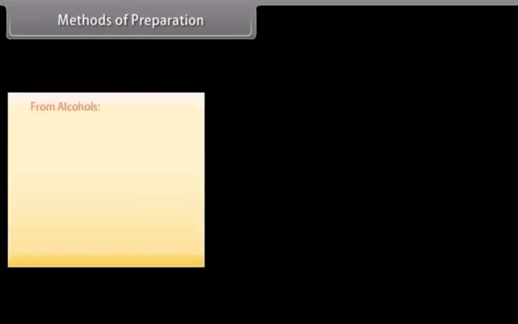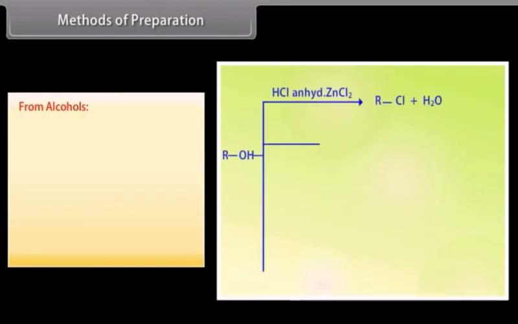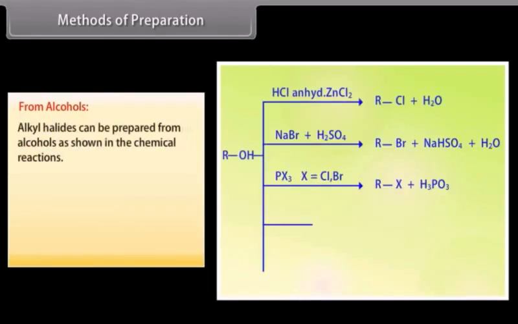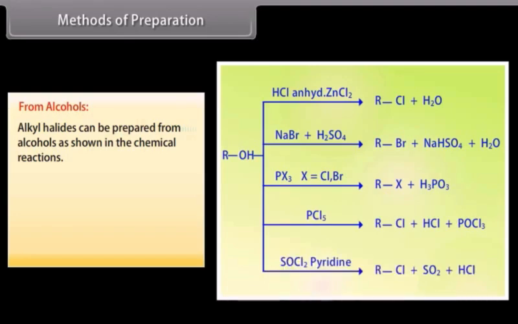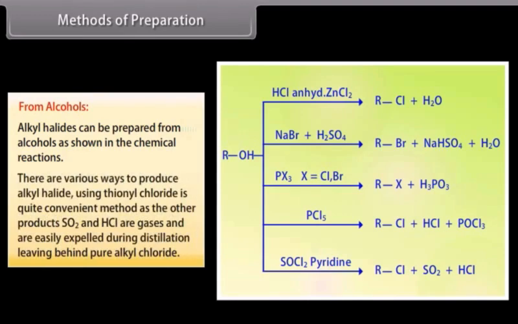Methods of preparation. From alcohols. Alkyl halides can be prepared from alcohols as shown in the chemical reactions. There are various ways to produce alkyl halides. Using thionyl chloride is quite a convenient method, as the other products, SO2 and HCl, are gases and are easily expelled during the distillation, leaving behind pure alkyl chloride.